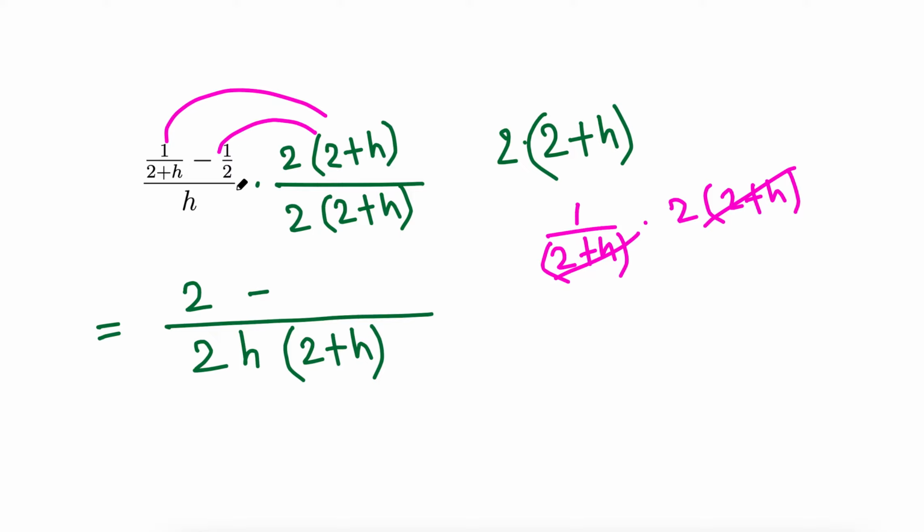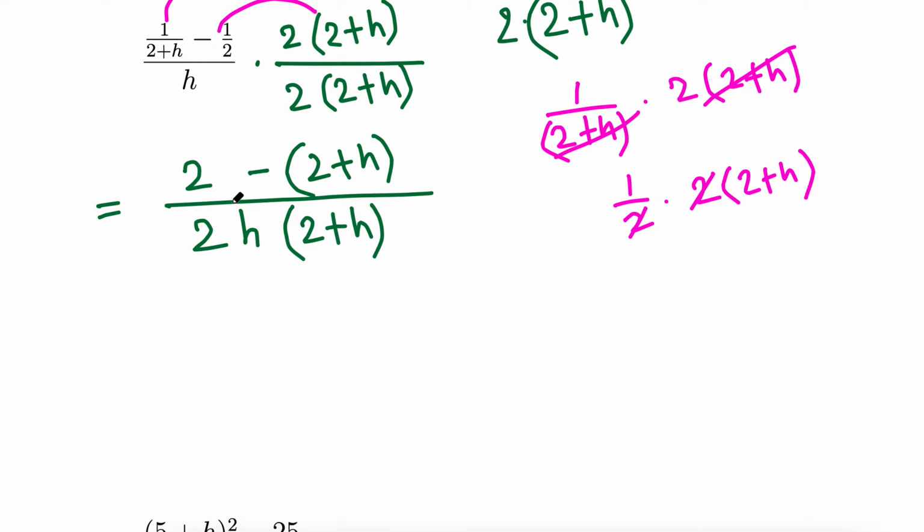Minus, in the same way, 1 over 2 times 2 plus h times 2, 2 cancels, 1 times 2 plus h, that's 2 plus h. But be careful, it's 2 plus h quantity, there is a negative sign. So you must put parentheses around because this negative 1 needs to be distributed. Do not cancel anything. We have factors on the bottom but not on the top. So 2 times h times quantity 2 plus h. This is negative 1.